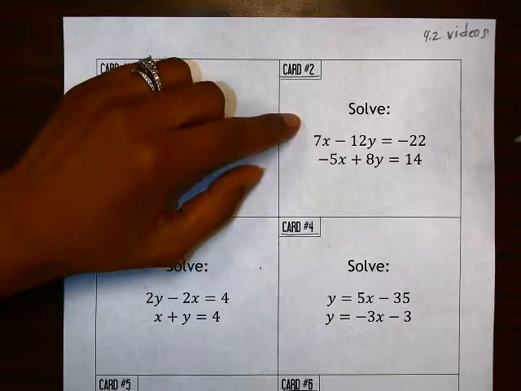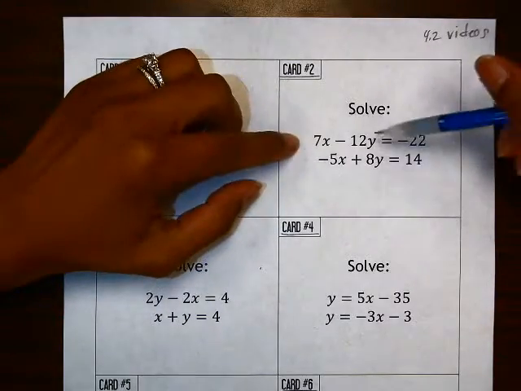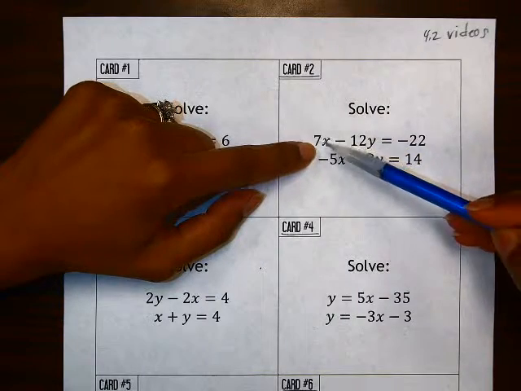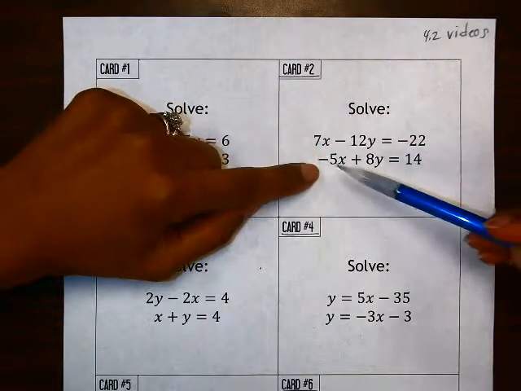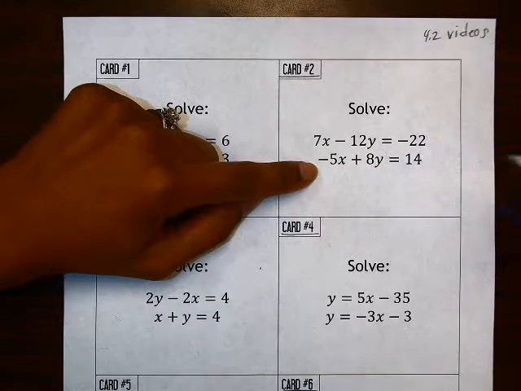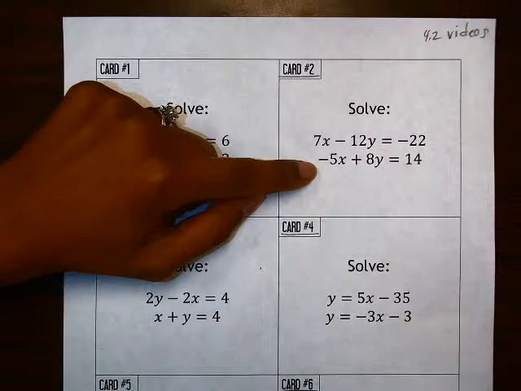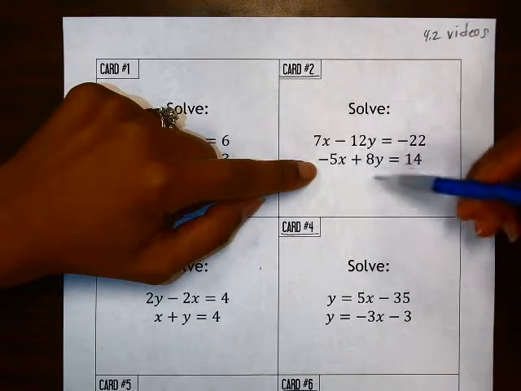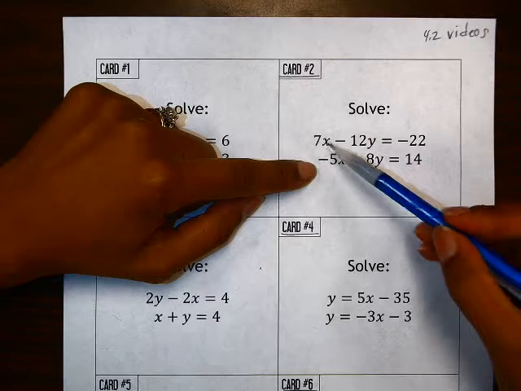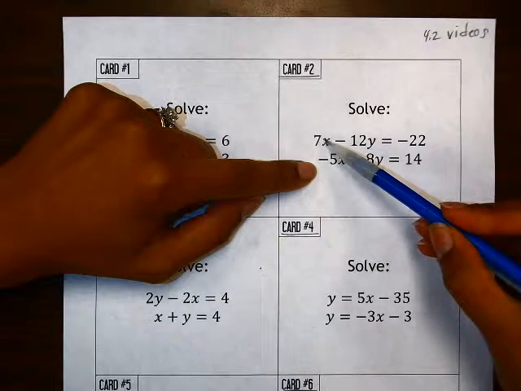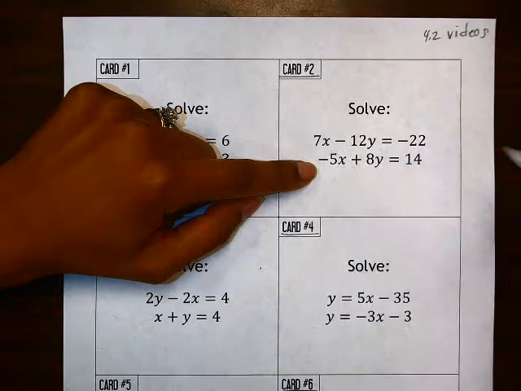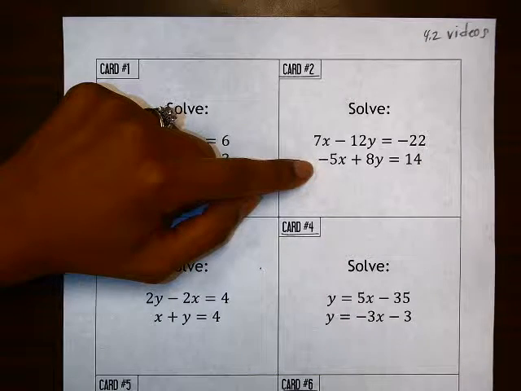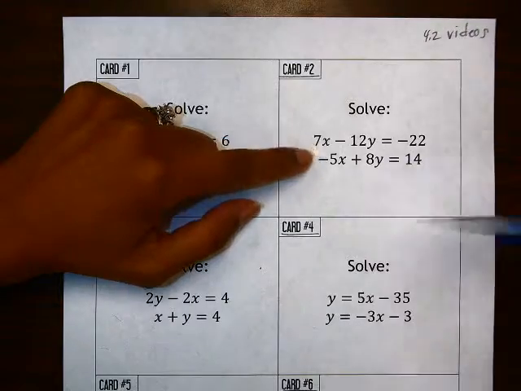So looking at card number 2, we have a system of equations here that are both in the format ax plus by equals c, and the variables are lining up here. So elimination is a good method to solve this since our variables are already lined up. However, we do need to make sure that one of the variables ends up canceling out when we combine the two equations together. So it's up to you to choose which variable to cancel.